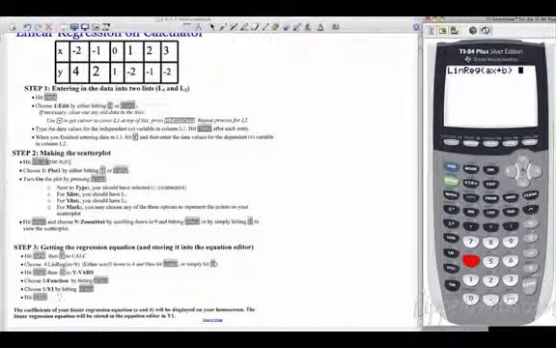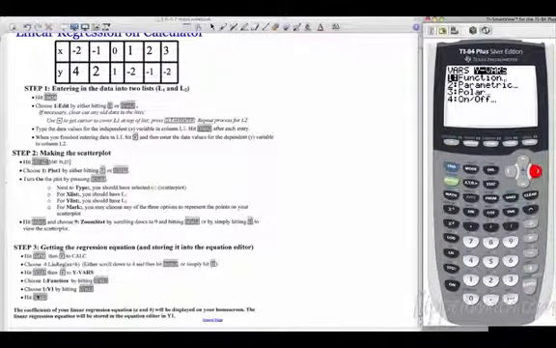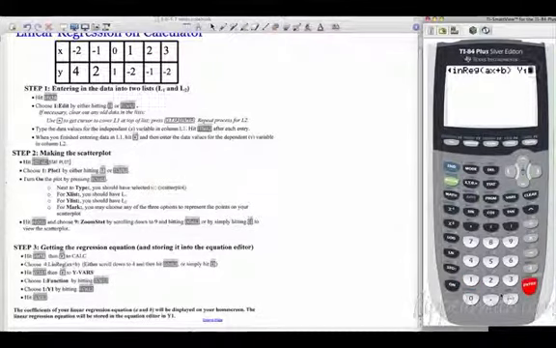Then we're going to hit our vars button, which is pretty close to the stat button. Vars is right here. Hit vars. Then it says go to Y-vars, so Y-vars is the next one over. It says choose function, number 1. Then it says choose number 1, Y1. So this is our very first function. We're going to put this into Y1 on our calculator. Now I'm going to hit enter.